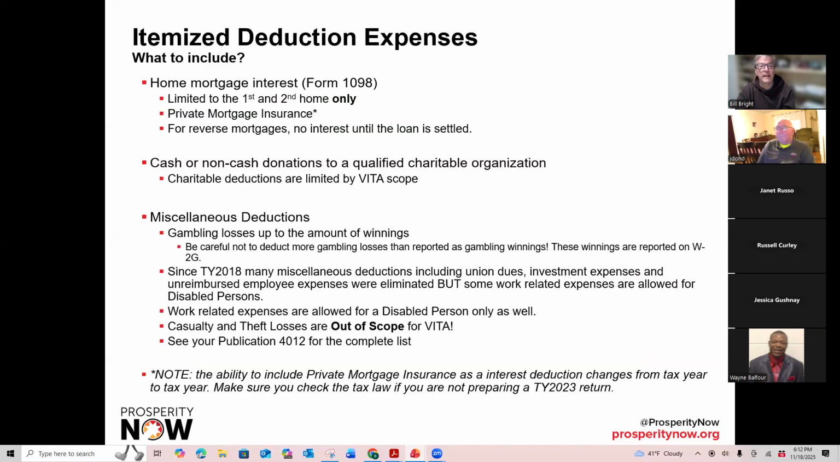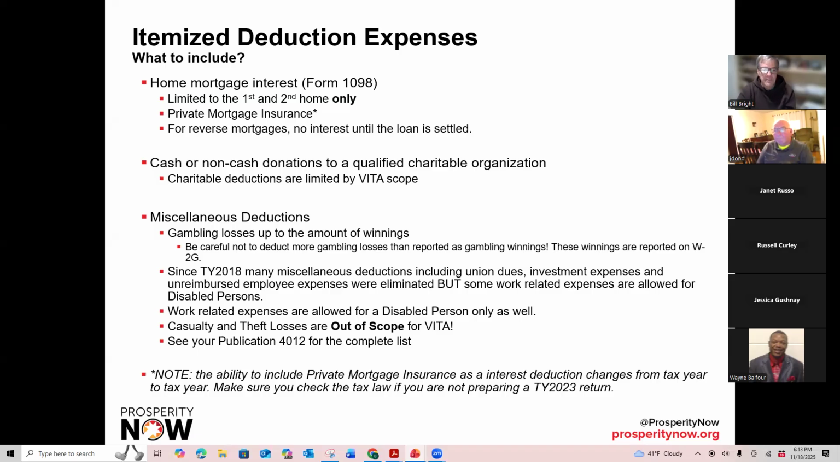Other itemized expenses that you can take are the home mortgage interest, and private mortgage insurance we can add back in now. Again, cash or non-cash donations to charitable organizations. We do see a lot of church-going people who tithe and give quite generously. Unfortunately, it doesn't really help them, at least in this life, maybe in the afterlife for doing the right thing.